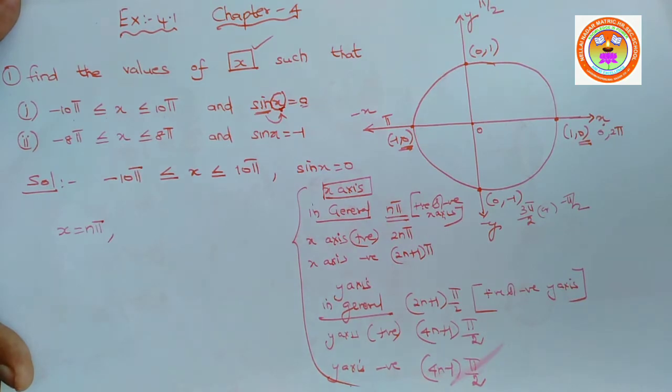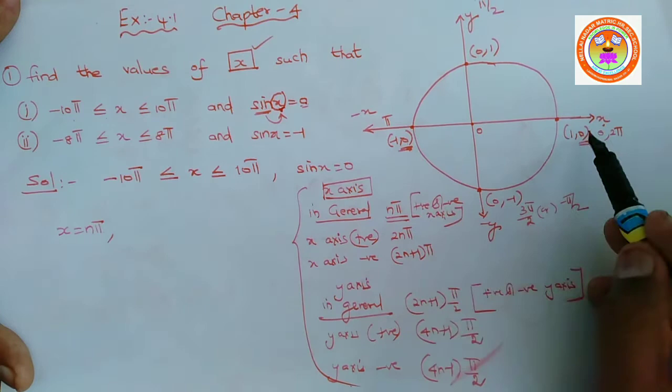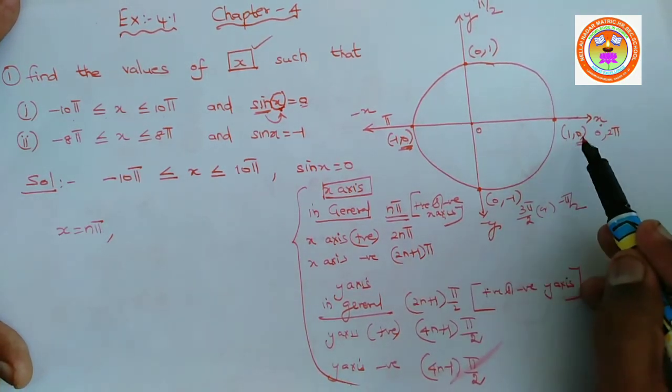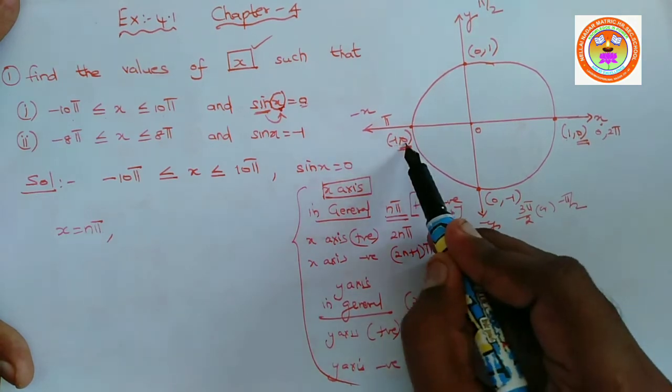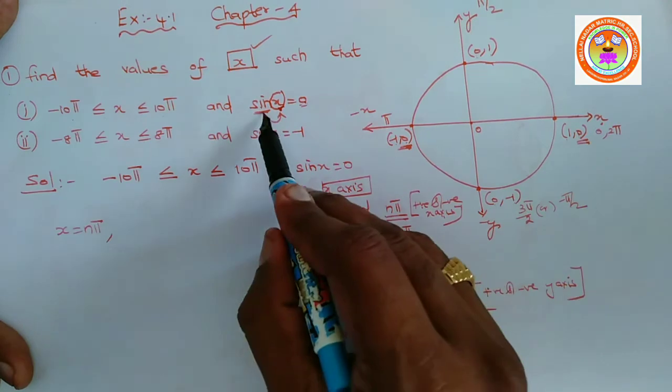We know n belongs to z. Sir, you are taking n pi? Yes, the whole x axis, because 0 is present here. First one is cos, second one is sine. So we have got the sine only 0.